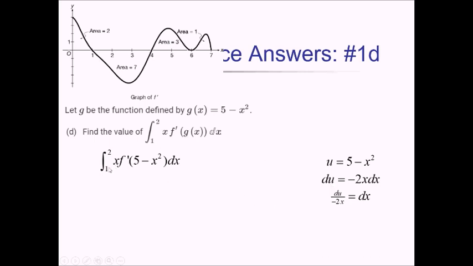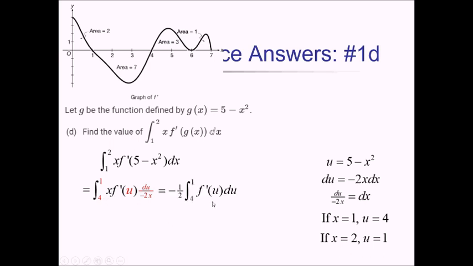So if x equals 1, then what does u equal? Well, that's going to be 5 minus 1 squared, which is 4. And if x equals 2, now we have 5 minus 2 squared, which comes out to 1. So we can rewrite this as the integral from 4 to 1, which is kind of interesting, 4 to 1. And then we have x times f prime of u, and then instead of dx, we have du over negative 2x. The x's are going to cancel here, so we have negative 1/2 f prime of u du, integrated from 4 to 1. And this isn't so bad because the antiderivative of f prime is just f.